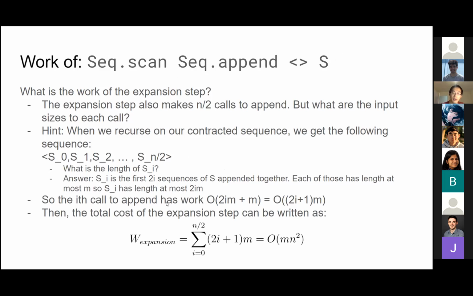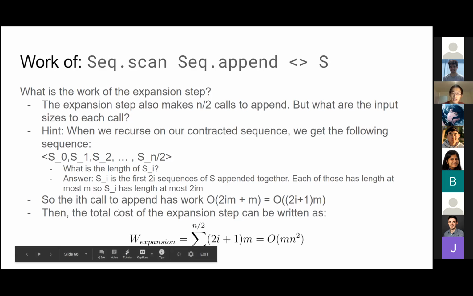So the ith call to append has the work of 2im plus m. Since the other thing we're appending is just something from the original sequence, it's at most length m. So we can rewrite this as (2i plus 1)m, just factoring out the m. And then the total cost of the expansion step is the work of expansion, the sum for each of these calls of (2i plus 1)m. I'm not going to get into the specifics of this summation, but basically this works out to be O of mn squared.